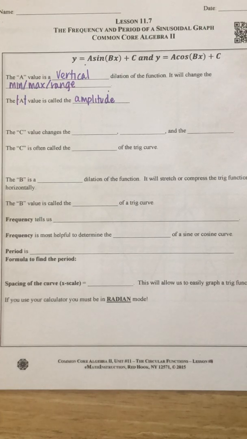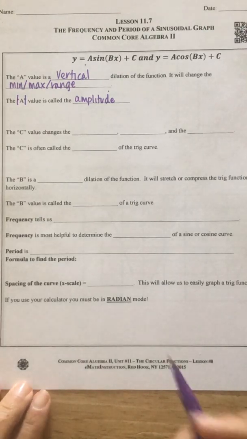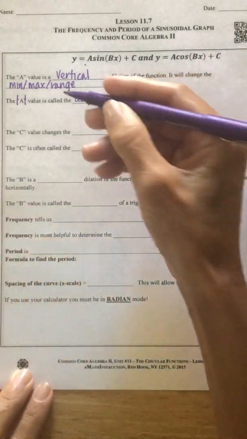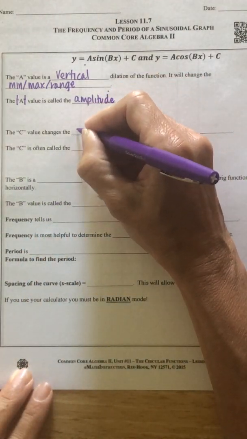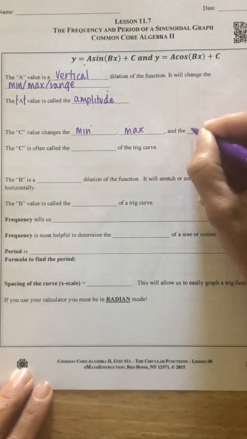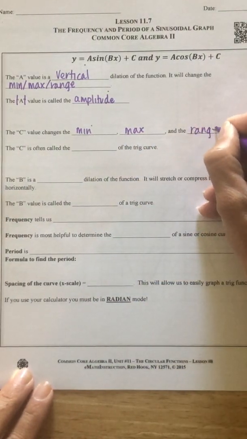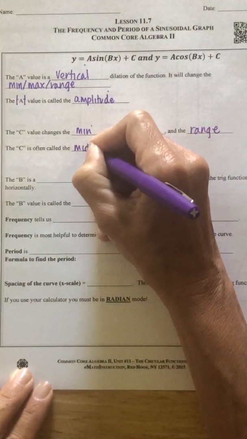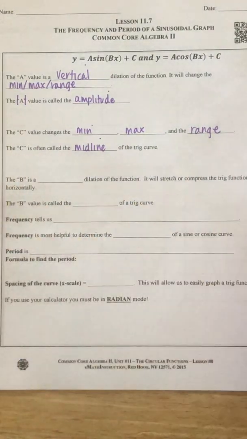All right, going back to the C value here. The C value, again, is just like the A value. It affects the min, the max, and the range. And it's called the midline. And that helped us graph, right? The midline of your trig curve. All right, so now we're on to B.